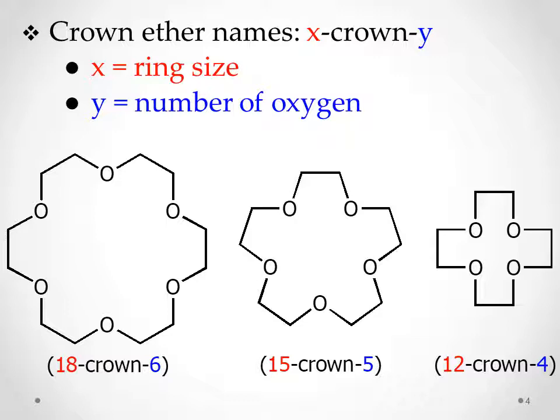Second example is 15 crown 5. Here the 5 is 5 oxygen present in 15 crown 5 and the 10 is the number of carbon, so it is known as 15 crown 5. And the last example is 12 crown 4, जिसमें 4 ऑक्सीजन है और बाकी 8 कार्बन है, 8 carbon and 4 oxygen. It is known as 12 crown 4.